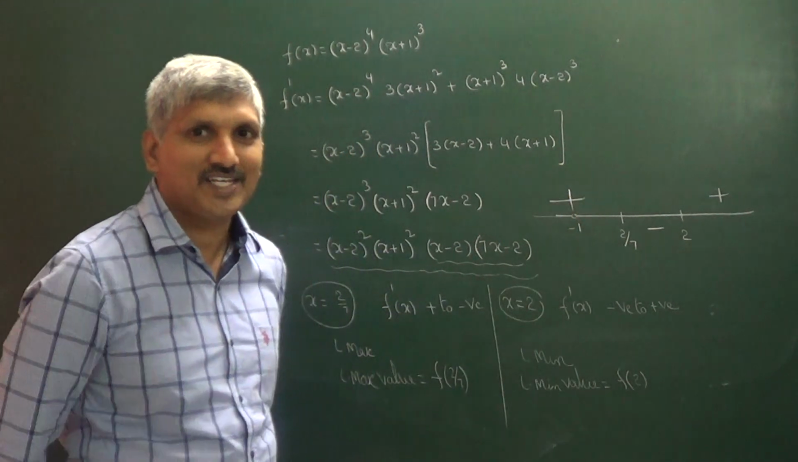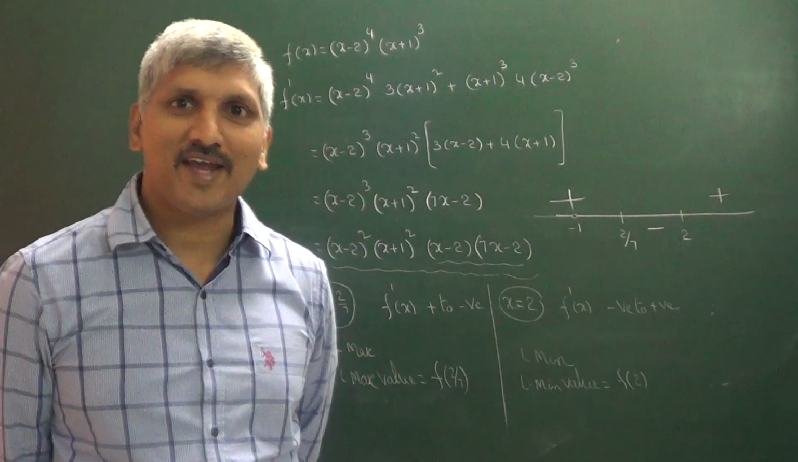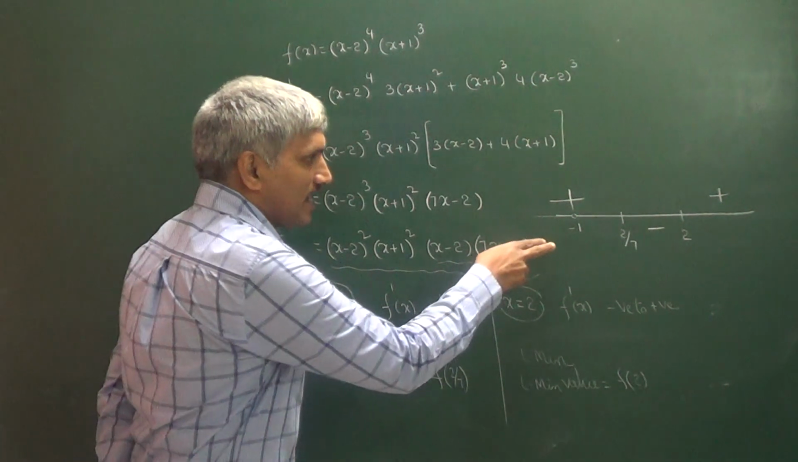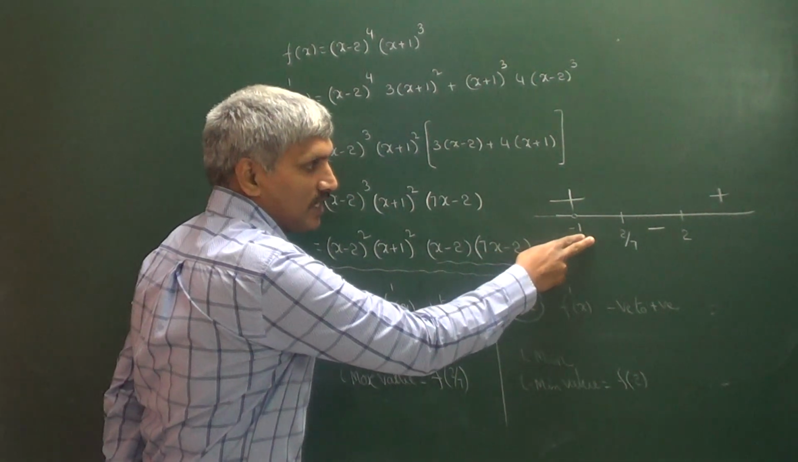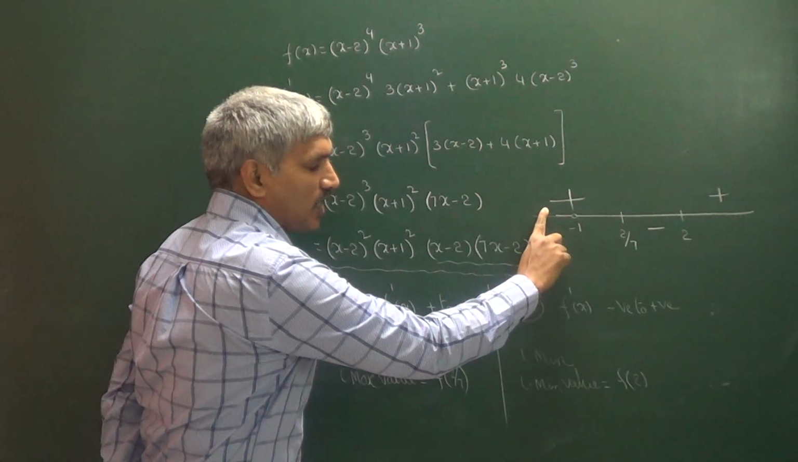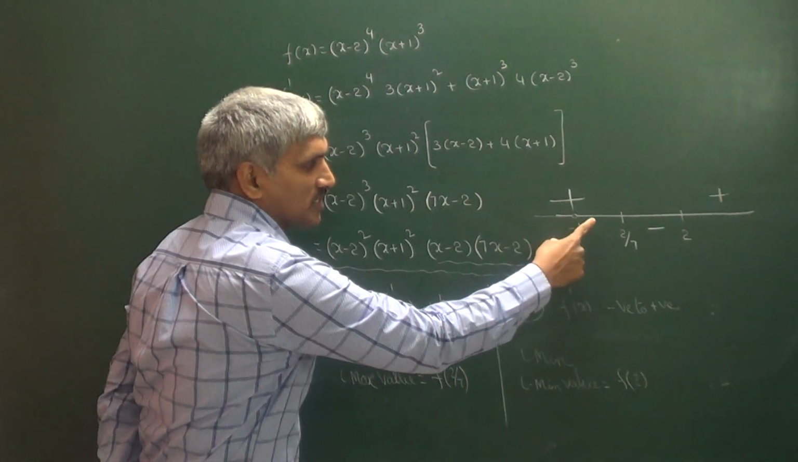But what about minus 1? x is equal to minus 1. You can observe, as x values are increasing through minus 1, that means to the left of minus 1 it is positive, and to the right of minus 1 it is also positive.